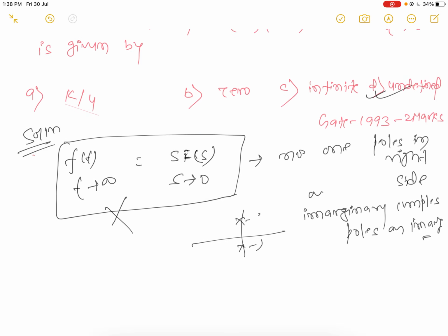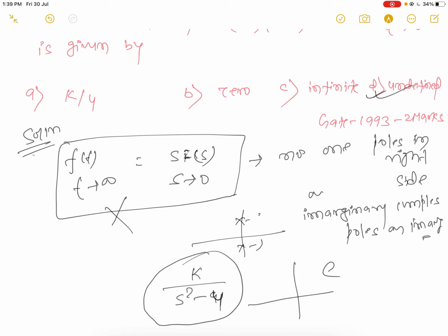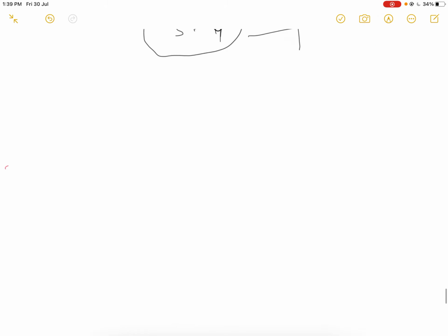Generally in some exams, they give s square minus 4 and then ask to find the final value theorem. In that condition we cannot find it, because the response will not settle. It will become exponential, e to the power at, so the response as t tends to infinity will be infinity. We cannot determine it in that case.